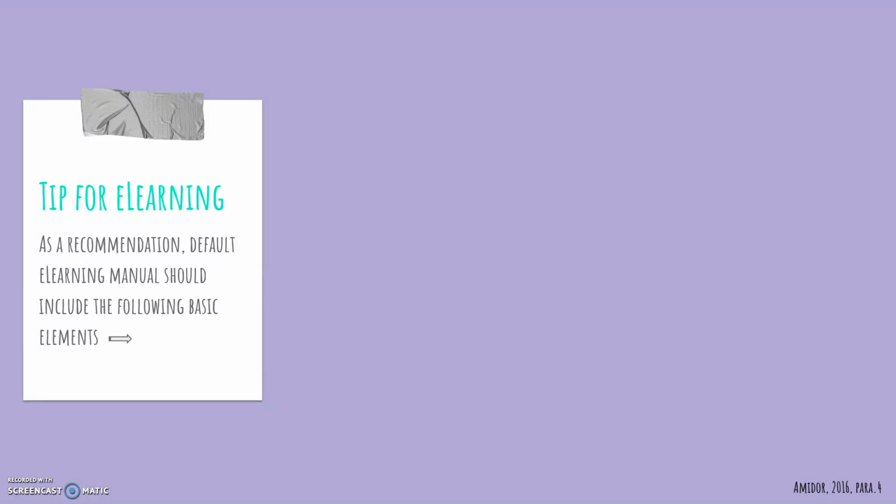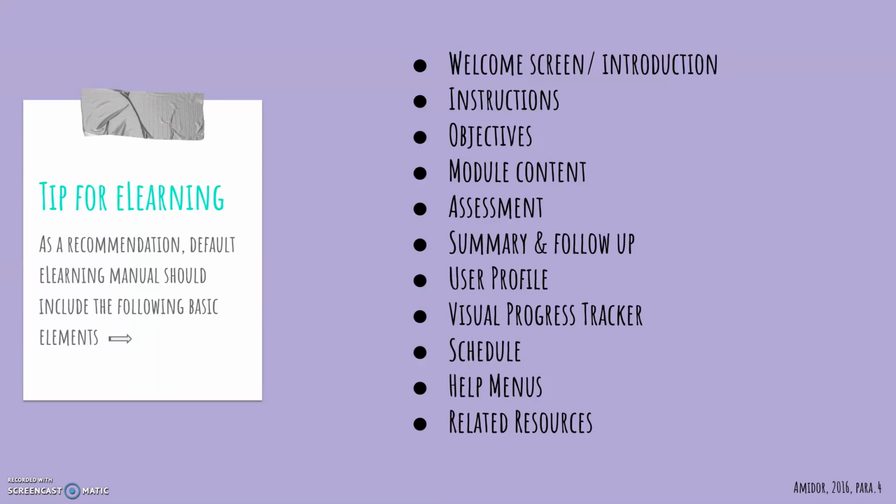Amador 2018 suggests that the best approach to manual development is to begin with a template that serves as your foundation. A template should include the following: a welcome screen or an introduction, objectives providing clear, defined goals, module content, where the primary focus should be, assessments including quizzes and surveys, a summary with follow-up steps, a user profile, a schedule or a timeline, a help menu, and related resources.